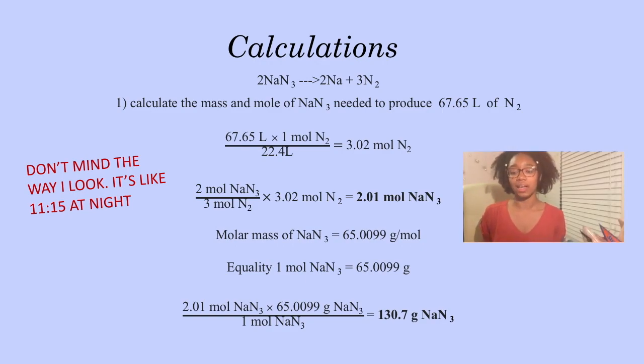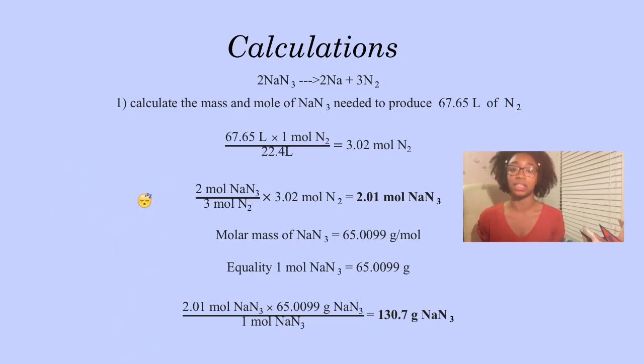Okay, so in order to calculate the mass in the mole of sodium azide needed to produce 67.65 liters of nitrogen gas, we need to first take 67.65 liters and multiply that by 1 mole of nitrogen gas. Then we divide that by 22.4 liters, which is the molar volume. That would give us 3.02 moles of nitrogen gas. From there, we would do the mole-to-mole ratio, which would be 2 moles of sodium azide divided by 3 moles of nitrogen gas, and then multiply that times 3.02 moles of nitrogen gas to get us 2.01 moles of sodium azide.